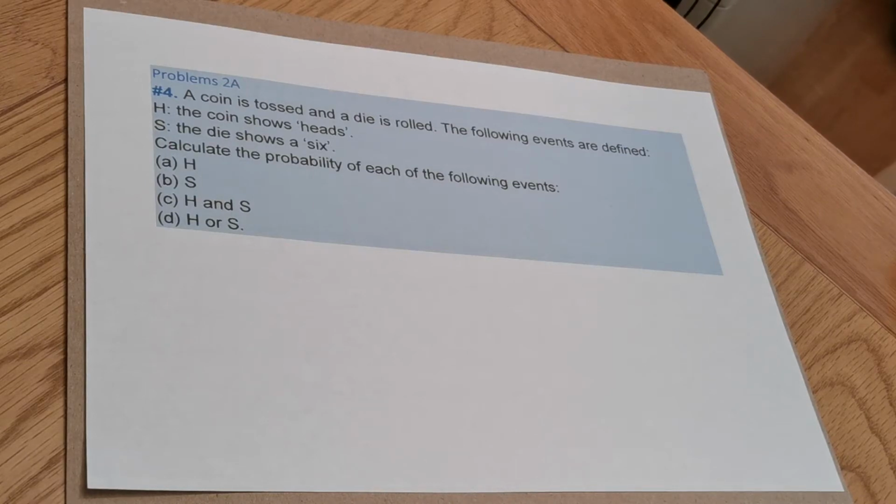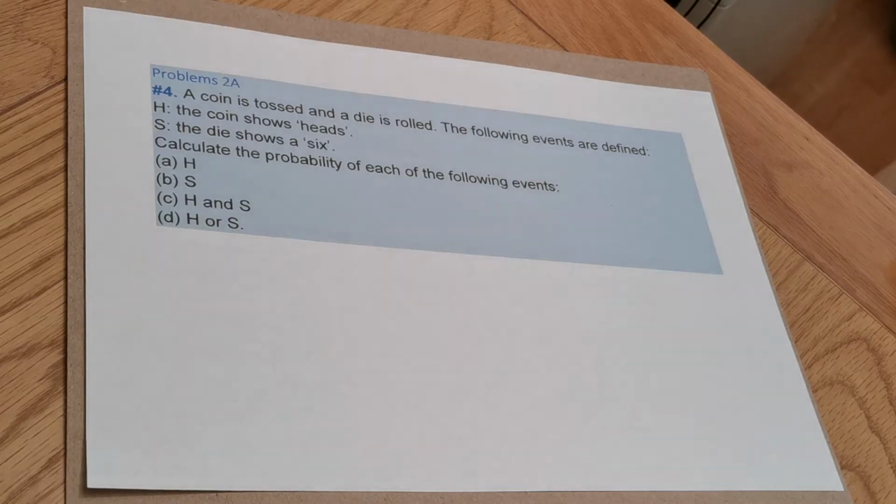So this problem is based on the textbook example in the Applied Statistics textbook, problems 2a, number 4. And the problem reads, a coin is tossed and a die is rolled. The following events are defined. H, the coin shows heads. S, the die shows a 6. Calculate the probability of each of the following events. Part A, H, part B, S, part C, H and S, and part D, H or S.